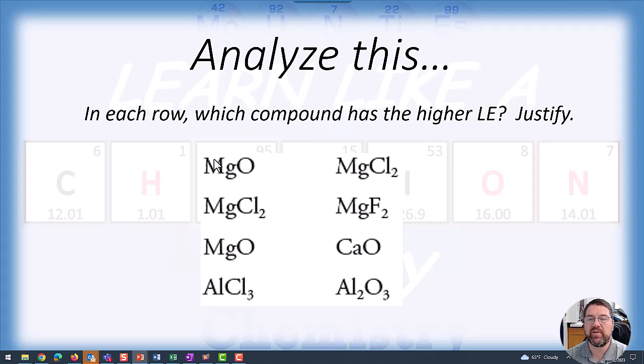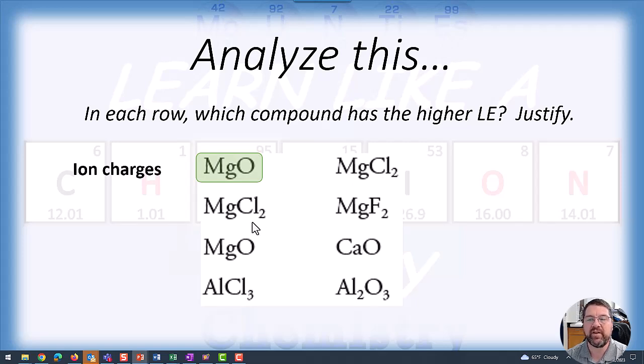Well, in both of these first ones, we have magnesium oxide and magnesium chloride. The first thing we want to think about is the charges. That's the predominant one. And so magnesium's a +2, oxygen's a -2, so we've got 2 and 2. Chloride is a -1, so here we have a 2 and a 1. So magnesium oxide would have the higher lattice energy based on ion charges.